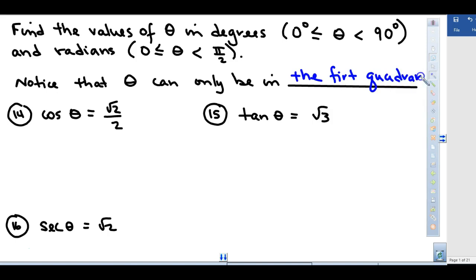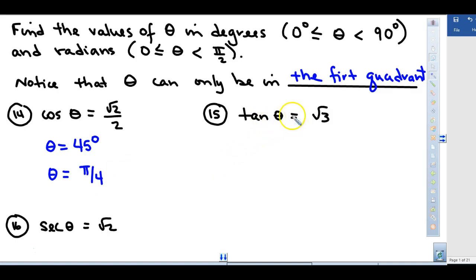So we're only looking for first quadrant angles here, okay? So if you just go to your first quadrant and look at your unit circle, the angle that has an x coordinate of the square root of 2 over 2 happens to be our 45-degree angle in degrees. But they also want it in radians, so that would be pi over 4. And that's all you do, okay?